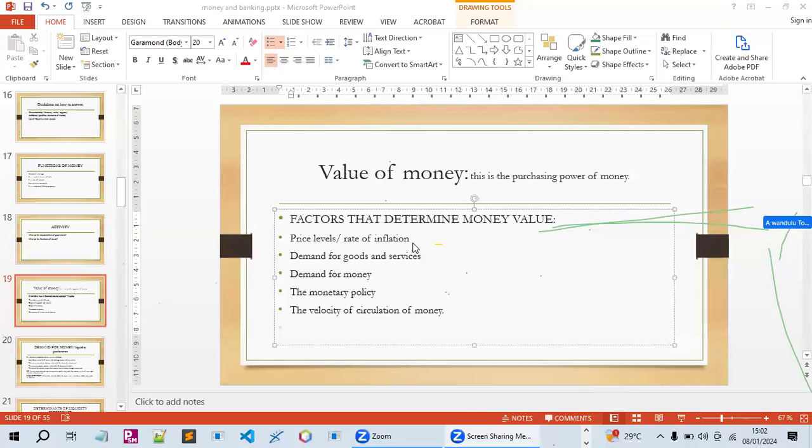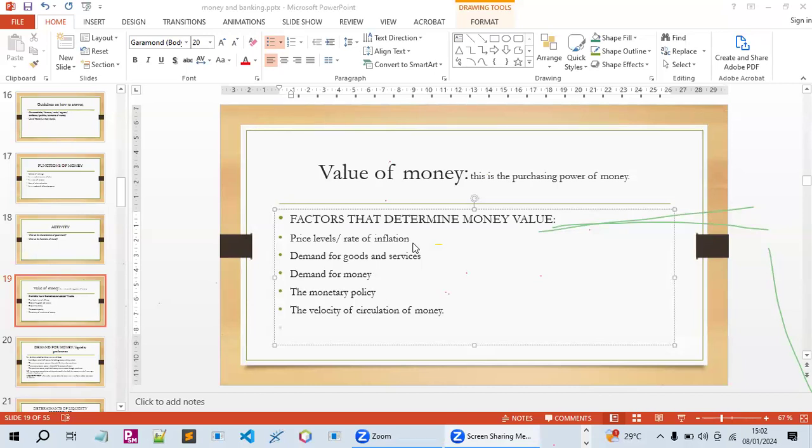Another point on the government policy of revaluation and devaluation. For the devaluation policy, the government deliberately reduces the amount of money in circulation. When the amount of money in circulation is reduced, it leads to a fall in aggregate demand for goods and services, and this leads to a decrease in the general prices of goods and services.